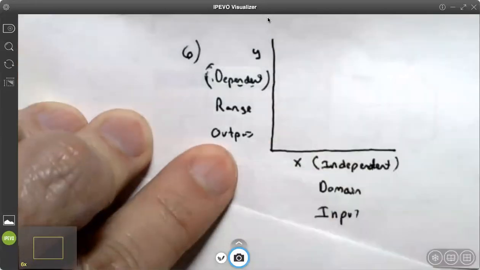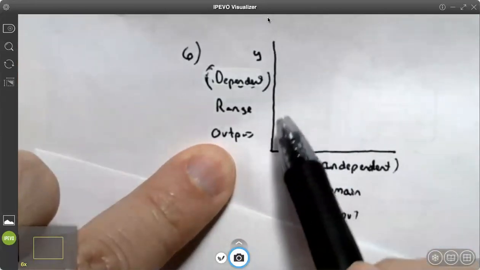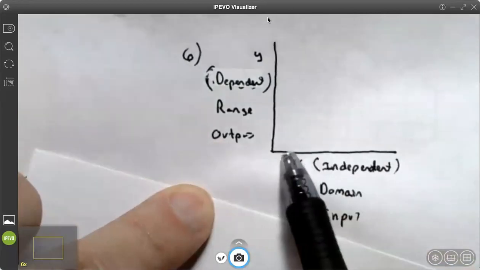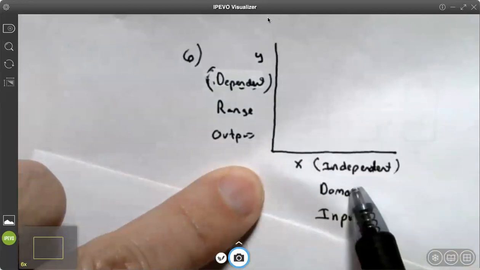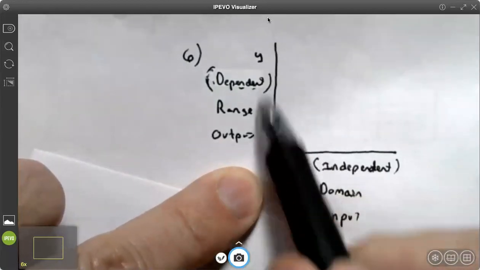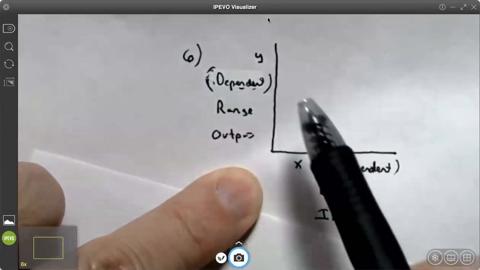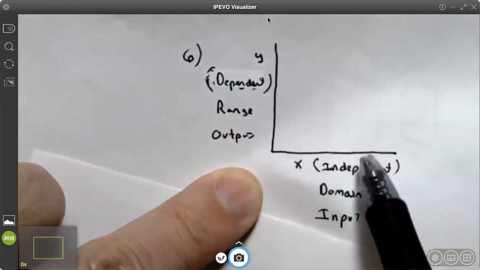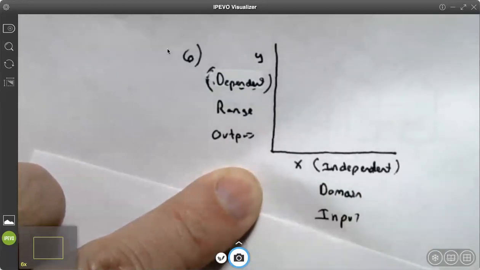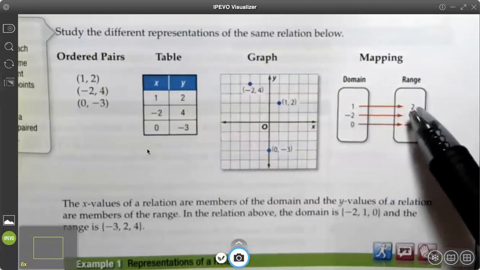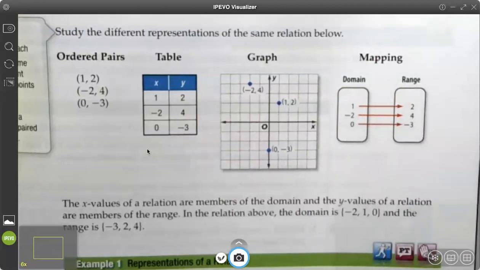One more look at all of these. If I have a quadrant 1 graph, my x-axis and my y-axis cross right here at the origin. This is quadrant 1. All of your x values are independent, domain, input. All of your y values are dependent, range, and output. Everything that happens on the y-axis depends on what happens on the x-axis. So back to this one we looked at earlier. Every x value is paired with exactly one y value, so that one is a function.